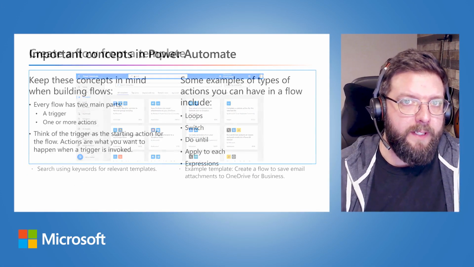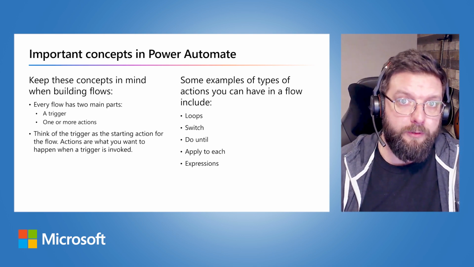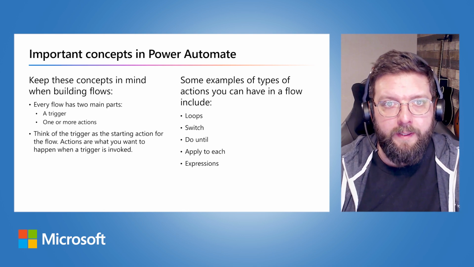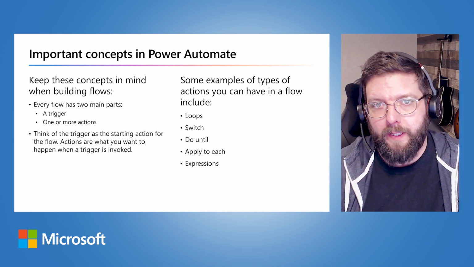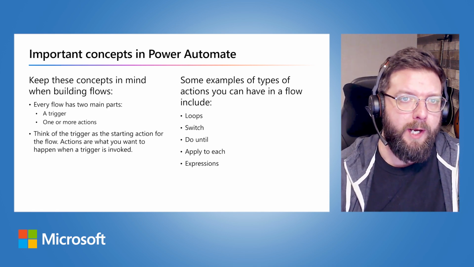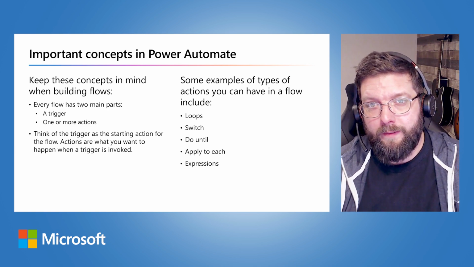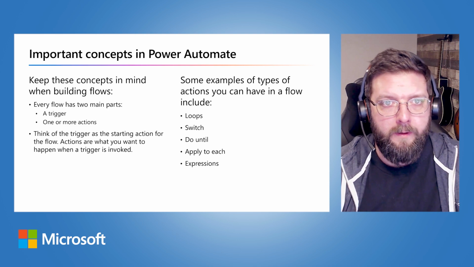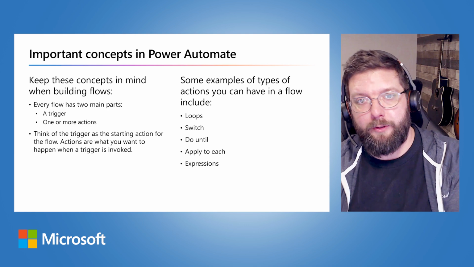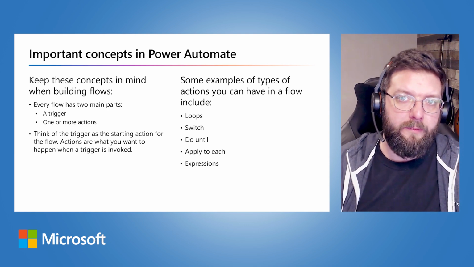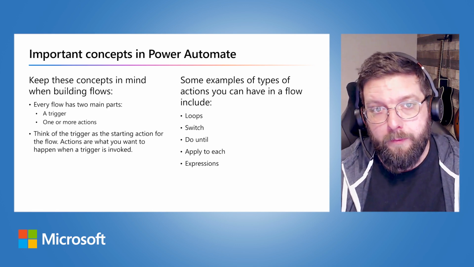Some important concepts to keep in mind when we're building flows: every flow has two main parts, a trigger and one or more actions. Think of the trigger as the starting event for the flow. The trigger can be something like an email arriving in your inbox or a new item being added to a SharePoint list, and actions are what you want to happen when a trigger is invoked. So for example, the new email trigger will start the action of creating a new file in OneDrive for Business. Other examples of actions include sending an email, posting a tweet, or starting an approval.